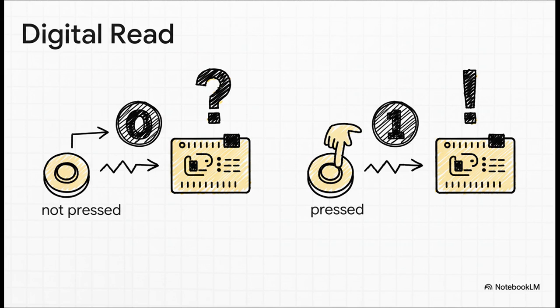A digital read is basically the micro:bit asking a pin a very simple question. Hey, are you receiving any voltage, yes or no? It gets back a 1 if the answer is yes, and a 0 if the answer is no. This is absolutely perfect for something simple, like checking if a button has been pressed.